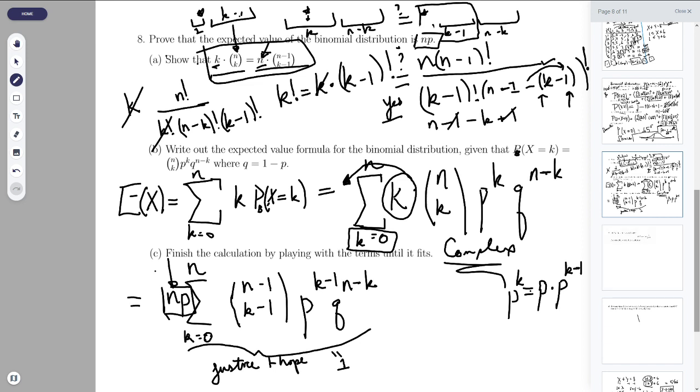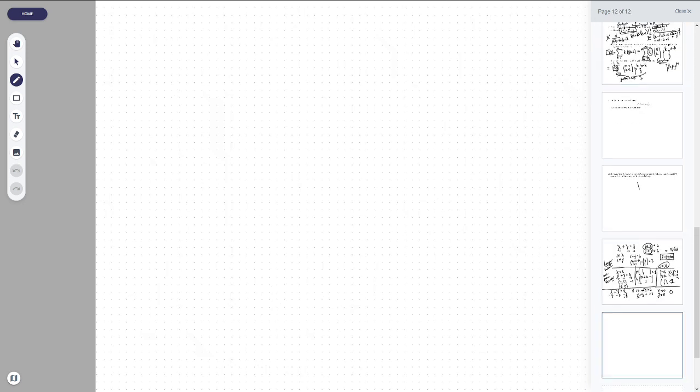So let's do this on a new page. We want to look at the summation of k equals 0 to n of n minus 1 choose k minus 1, justice plus hope.